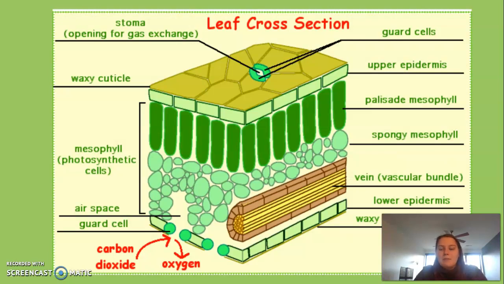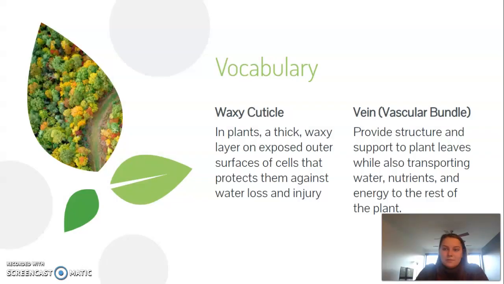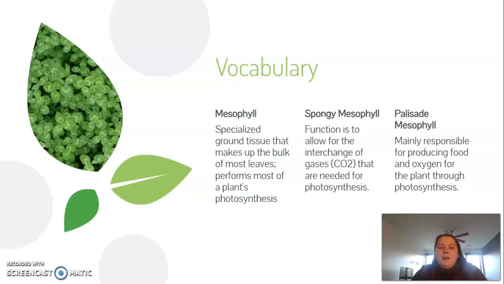So let's look back at our vocabulary and find out what each of those does. The spongy mesophyll's function is to allow for the interchange of gases, CO2, which is carbon dioxide like we discussed before, that are needed for photosynthesis. And then the palisade mesophyll is mainly responsible for producing food and oxygen for the plant through photosynthesis. If it's getting kind of hard to differentiate between these two, if you think spongy, CO2, and palisade, food and oxygen, you'll be able to differentiate between those two when it comes to the assignment.